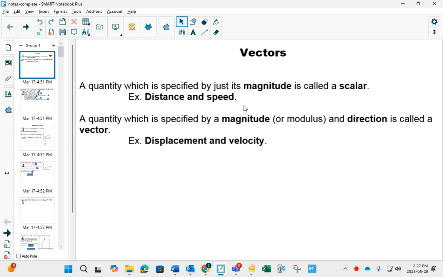So, distance, I traveled 2 kilometers. You're like, oh great, good for you. If I say I traveled 2 kilometers north, now you know a distance and a direction that I went. So 2 kilometers north would be an example of displacement. Just distance would be 2 kilometers. Same thing with speed and velocity. Velocity actually has a direction connected to it.